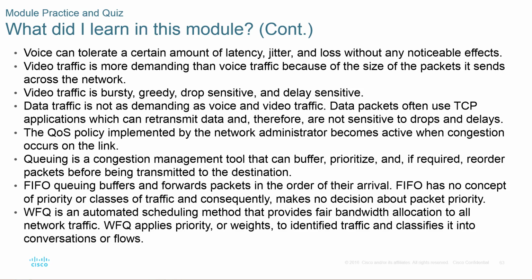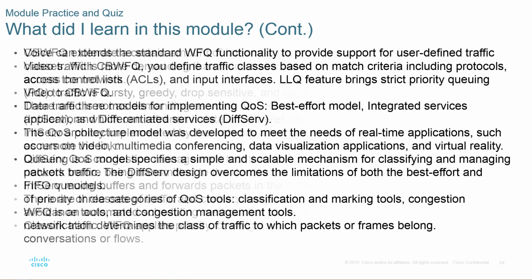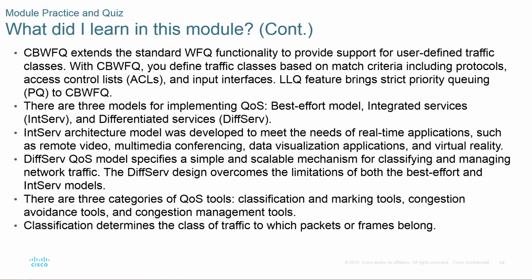Queuing is a congestion management tool that can buffer, prioritize, and reorder the packets if necessary. And there are a number of different queuing techniques: FIFO, WFQ, CBWFQ, and LLQ. And different models for implementing our QoS are the best effort model, integrated services, IntServ, and differentiated services, DiffServ.